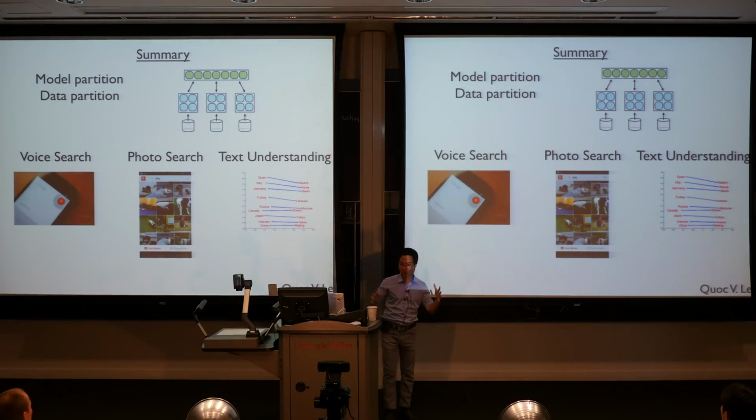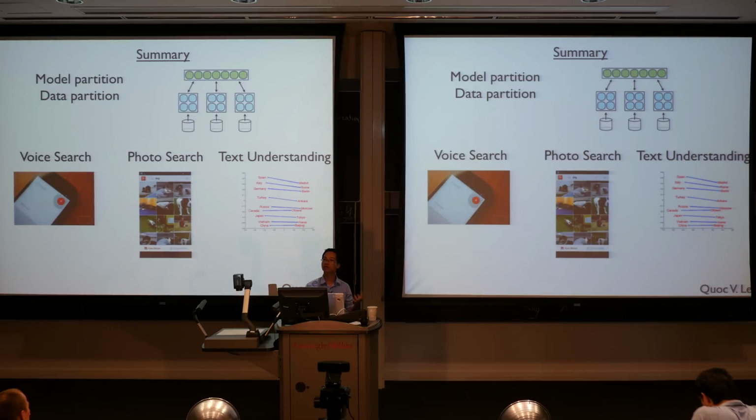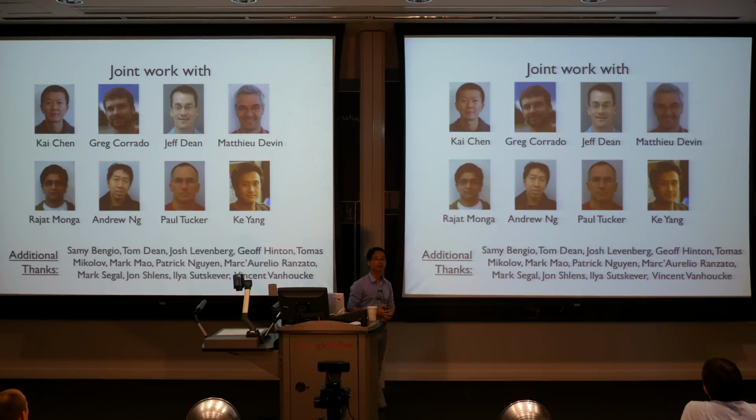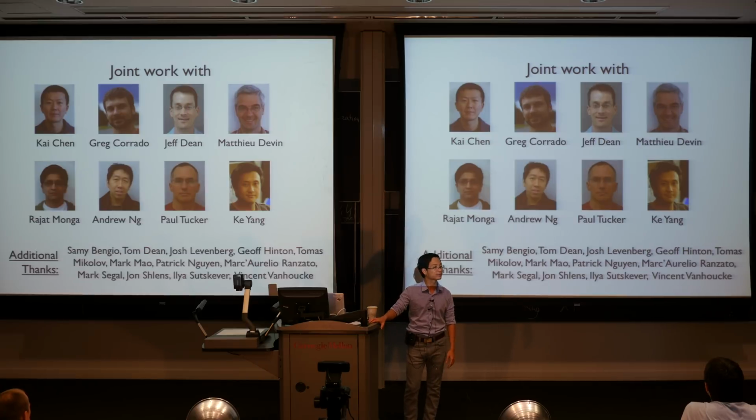Okay, so I ran out of time, but I would say at Google we work on scaling the training of deep neural networks. We use two ideas: model partitioning and data partitioning. And this is the picture that you might remember. Then we applied it to voice search, photo search, and text understanding, and we made a lot of significant improvements on these applications. Google Brain is a big team. We have about 20 or 25 people working on different ideas of neural nets and so on. Okay, so I can stop here and take questions from you.